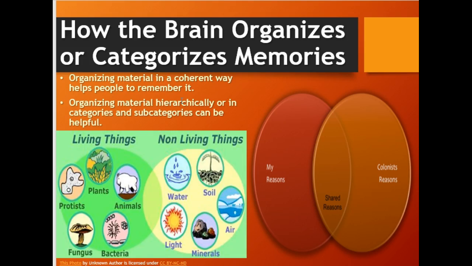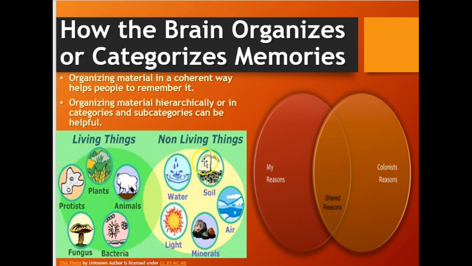And it organizes in a coherent way or some logical way that helps us remember, such as categorizing in groups or organizing material hierarchically. Categorizing and subcategorizing can be helpful, such as living things and non-living things: plants, animals, bacteria, fungi, protists. And we can also subcategorize each one of these again: types of plants, types of animals, types of bacteria, types of fungus, and types of protists. The category is living things, we've categorized, and then we subcategorize them.